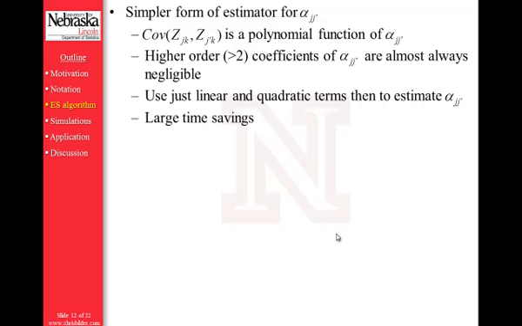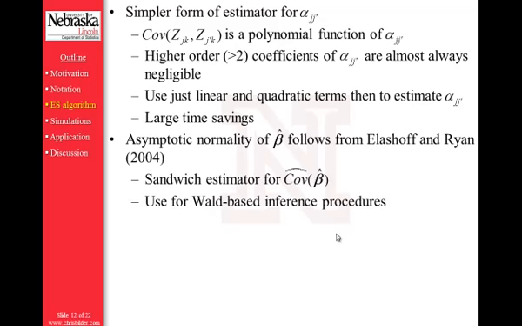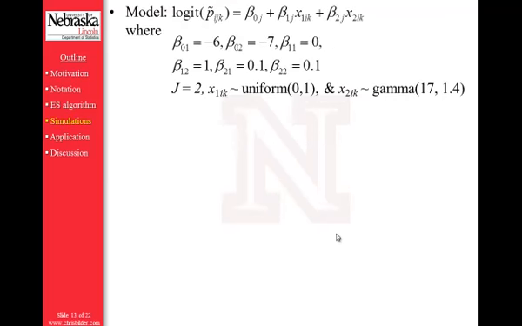For example, we investigated some particular settings where if you have a group size of 10, the time that it takes to estimate the model is reduced by 80% if you use just the linear and quadratic terms. And you really don't lose anything in the end. Our vector of parameter estimates is asymptotically normal, which follows from Liang and Zeger. We end up using a sandwich estimator for the estimated covariance, and we can use Wald-based inference procedures with it.